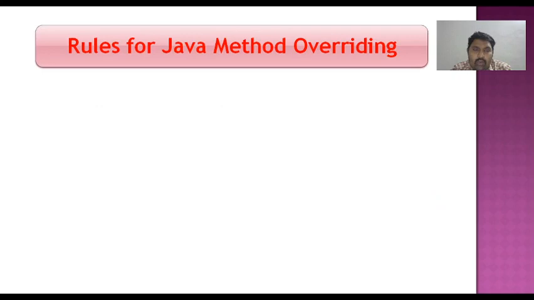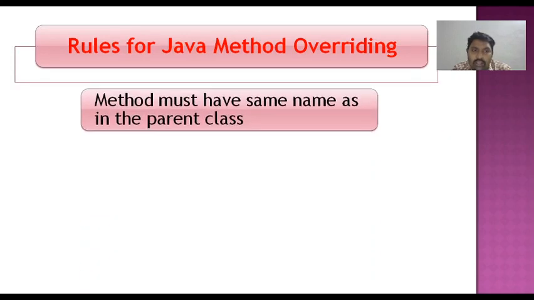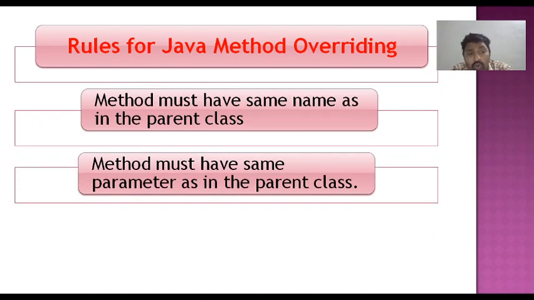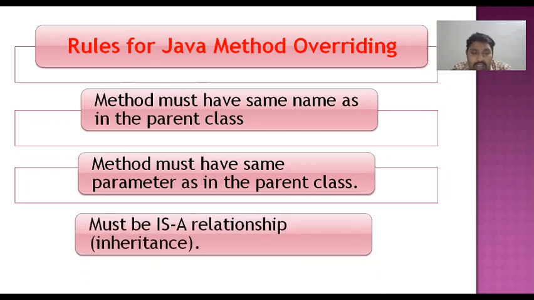Now let us see what the rules for Java method overriding are. The first rule is the method must have the same name as in the parent class. The next rule is the method must have the same parameters as in the parent class. Parameters should not be changed. That is the second rule. The third rule is there must be an IS-A relationship, that is, between the two classes there must be an inheritance relationship. Then only can we achieve method overriding.